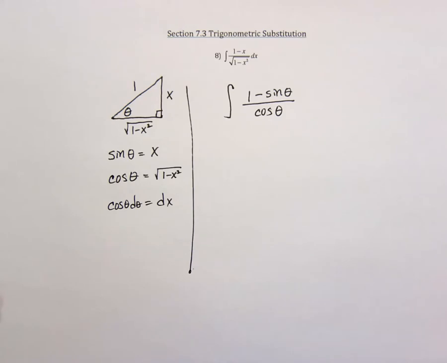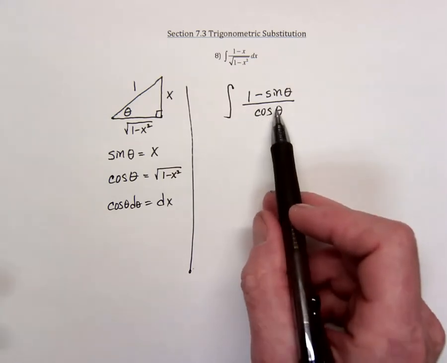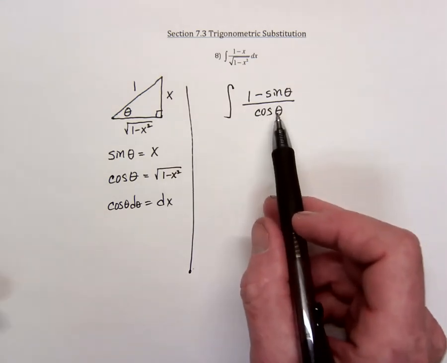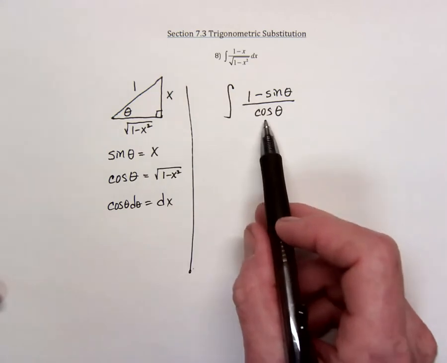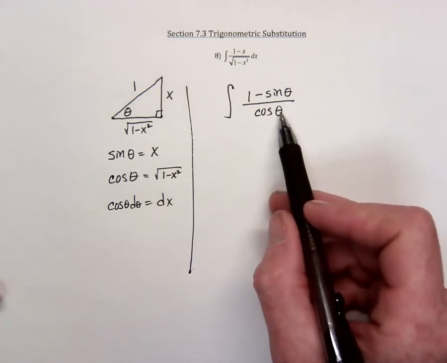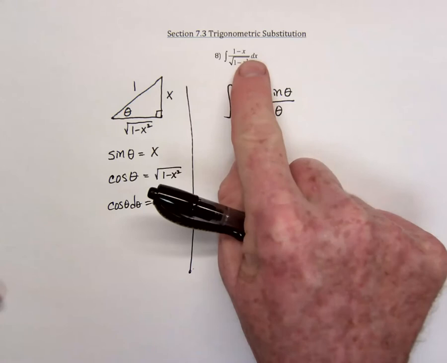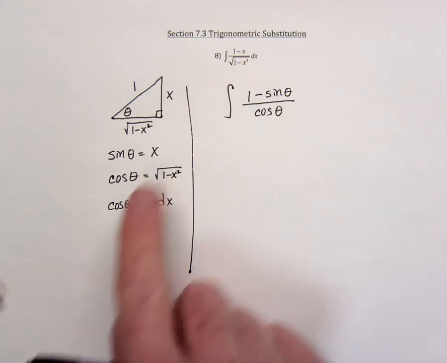The way to do that one, if that was what we're supposed to be doing, is you break it up as 1 over cosine minus sine over cosine. 1 over cosine would be secant, and the integral of secant is the natural log of secant plus tangent. Then we'd have sine over cosine. You could use substitution to do that one. But that's not the actual integral we're doing, because we still haven't replaced dx.